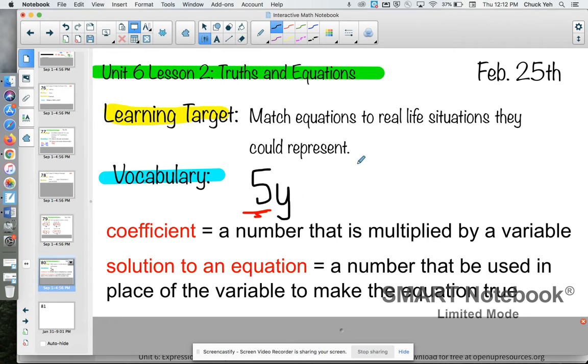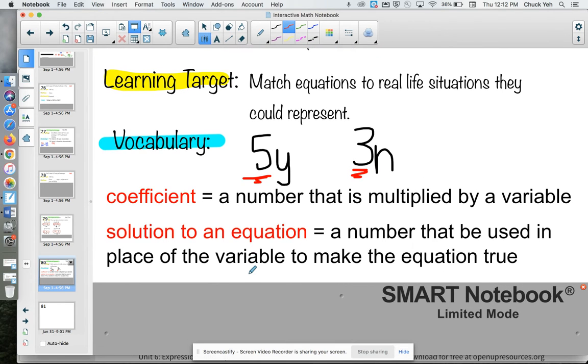Okay? So if I have 3n, what's the coefficient? The coefficient is 3. What if n equals 4? What would be the answer? 12, because 3 times 4 is 12. What if n was 5? The answer would be 15, because 3 times 5 is 15.